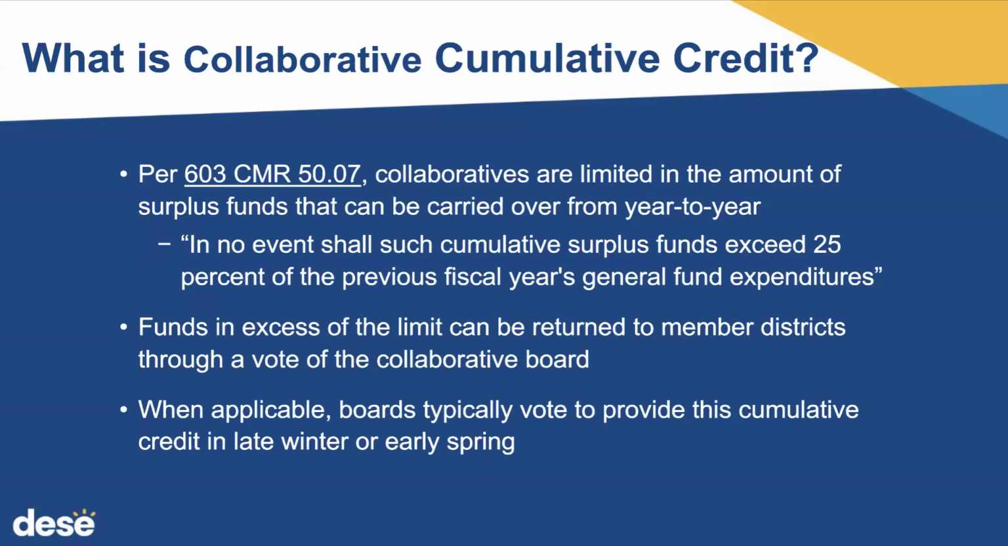I'm recording this in May. We have already gathered that information from the collaboratives, and they have informed us of who they have given cumulative credit to their members. We at DESE have taken the step to add this amount to your claim already. So when you open your claim, you may see that you have a cumulative credit balance already added to your claim. That's because we've gotten that information from the collaboratives already.